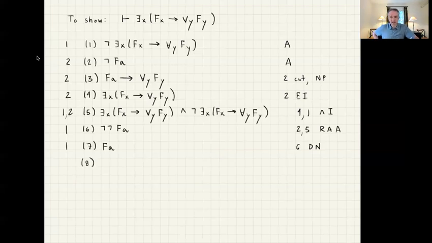Okay, so now I'm into the second phase of my proof strategy. So now I've got the negation of the conclusion I want, which I just want to show a contradiction follows from that negation. I've got now that Fa follows, but the name A doesn't occur in 1, so I can universalize this Fa. I can now infer that everything is F. So for all y, Fy. So 7, universal introduction.